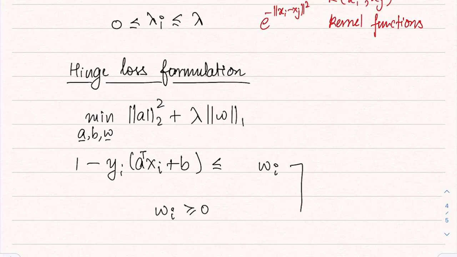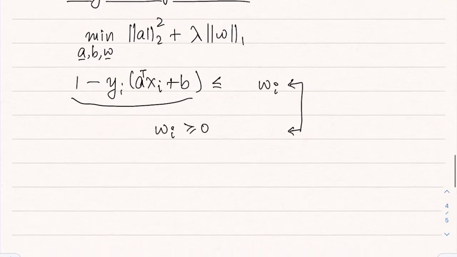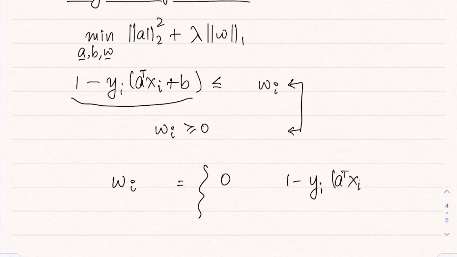And now observe these two constraints and what they are implying. What we are saying is that this quantity on the left-hand side is less than or equal to Wi, and Wi is greater than or equal to 0. This constraint would be trivially satisfied if Wi is equal to 0. So this implies that if 1 minus yi (A transpose xi plus b) is less than or equal to 0, then Wi equal to 0 satisfies this constraint.